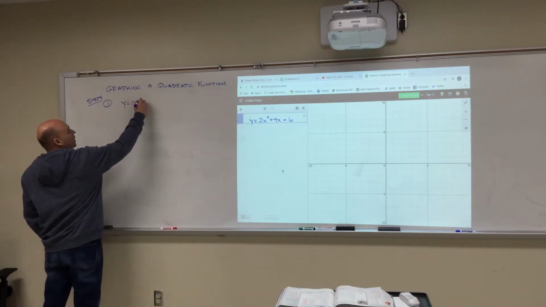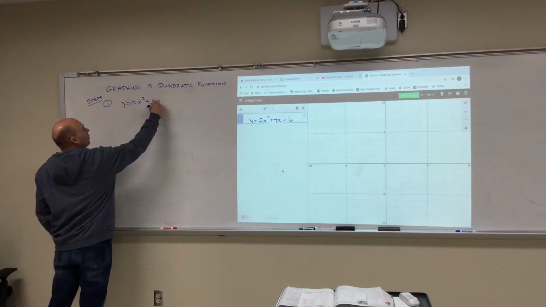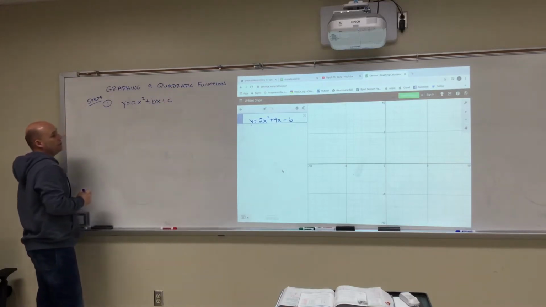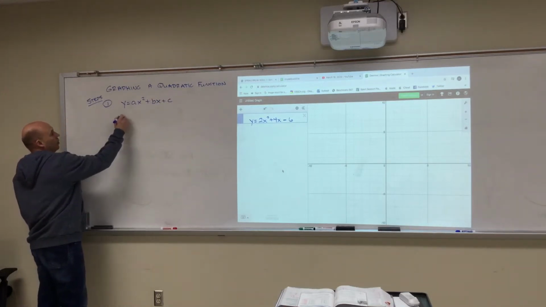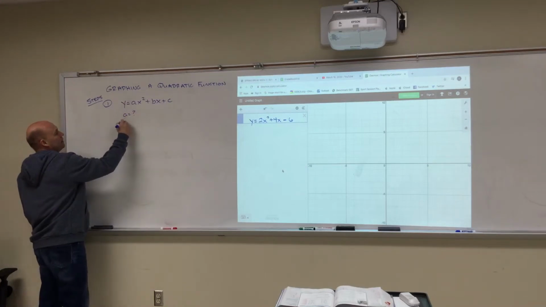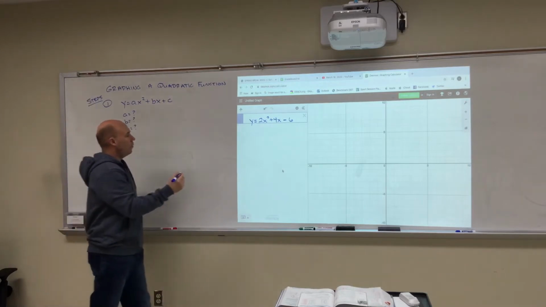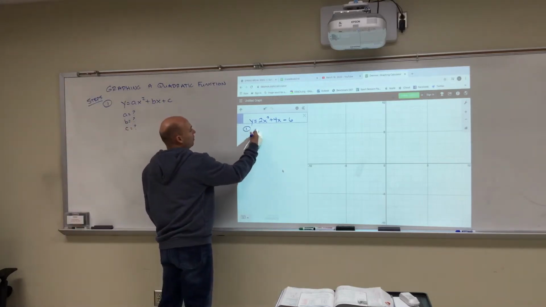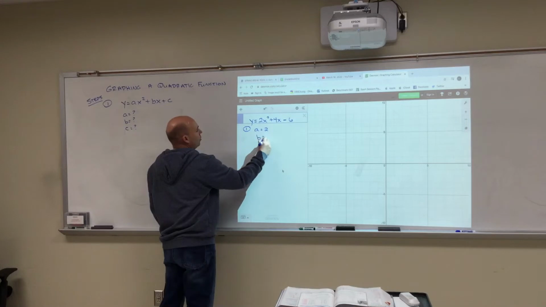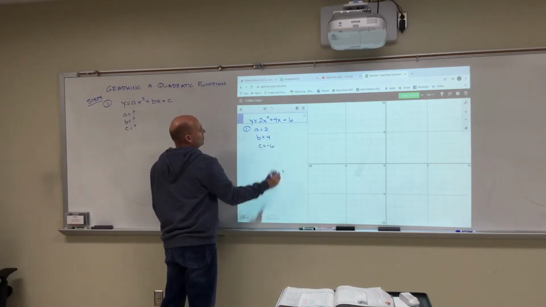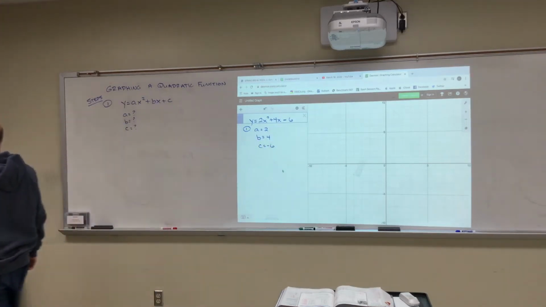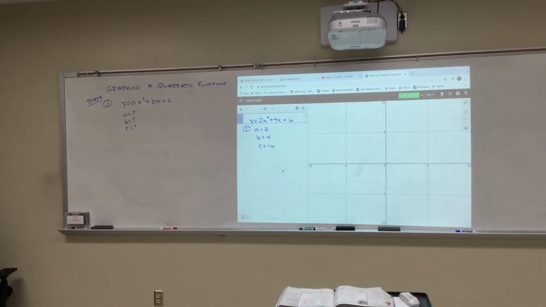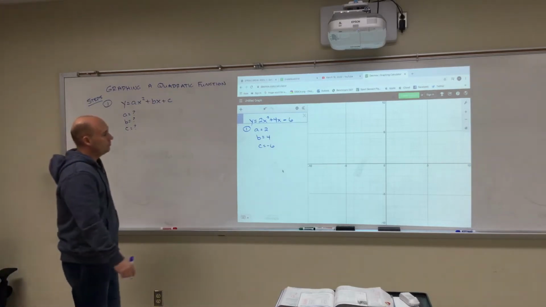Every problem in the quadratic is set up like this. Y equals ax squared plus bx plus c, where you have to identify what a is, what b is, and what c is. So in our problem, step 1, I'm going to say a is 2, b is 4, and c is -6. Because again, a is always beside the x squared, b is always beside the x, and c is always the value that's out there by itself.